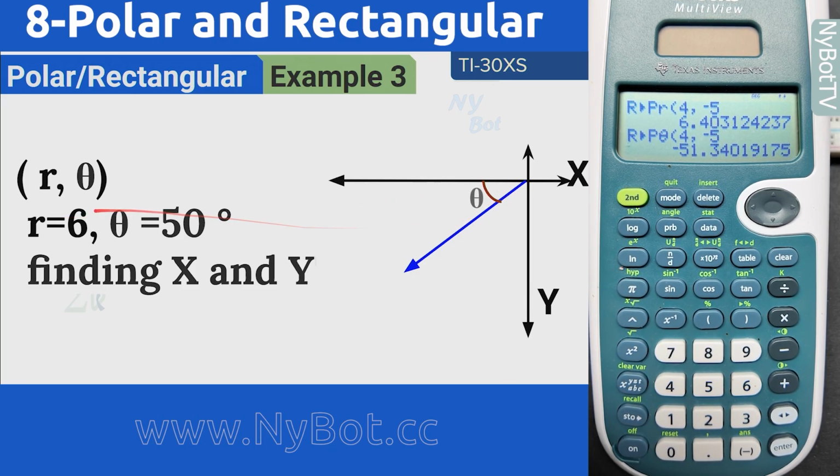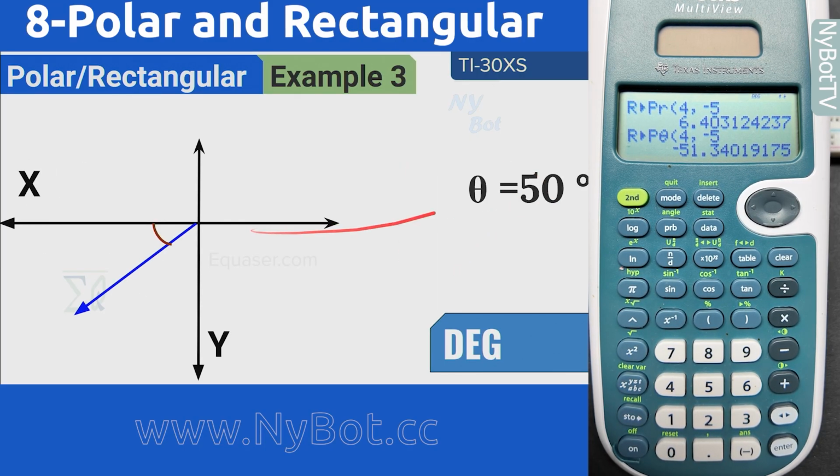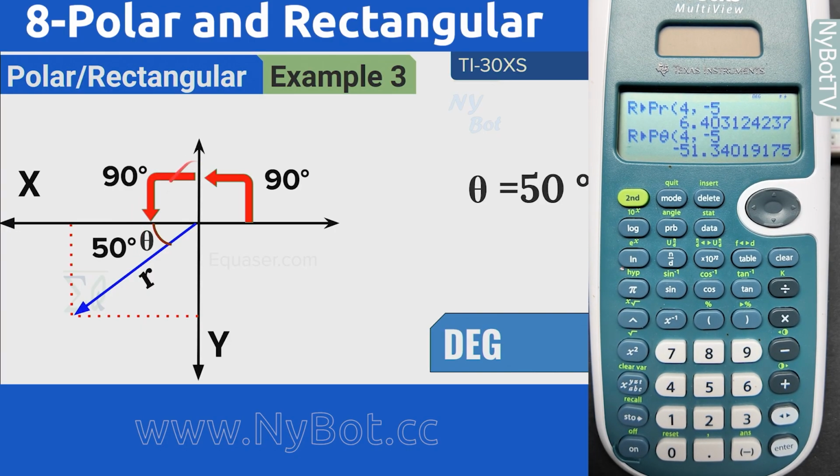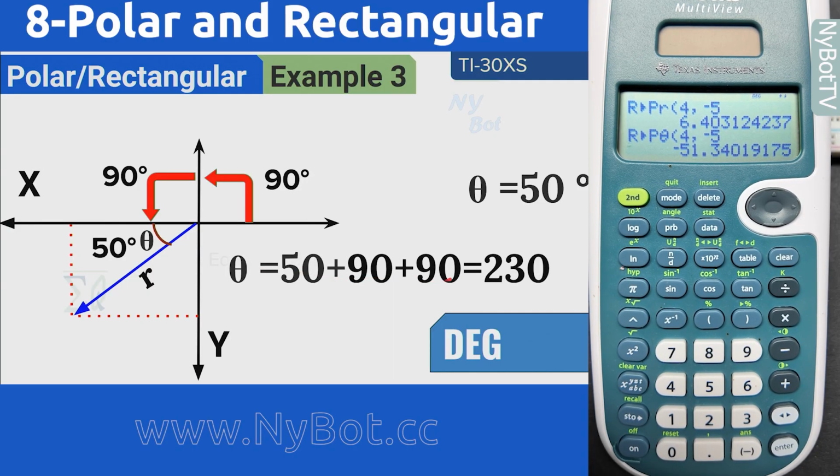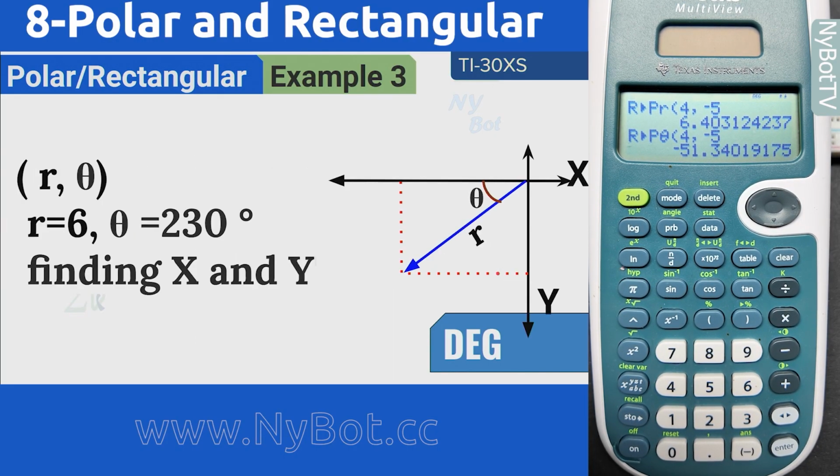Here is example 3. R is 6, and this angle from here is 50. We want to find X and Y for this value. But 50 degrees, let's see this theta: we see here 90 degrees counterclockwise, another 90, and then 50. In this case, the theta in total for our equation should be 50 plus 90 plus 90, which is 230 degrees. So we will enter 230, or we enter all those values 90, 90 and 50.